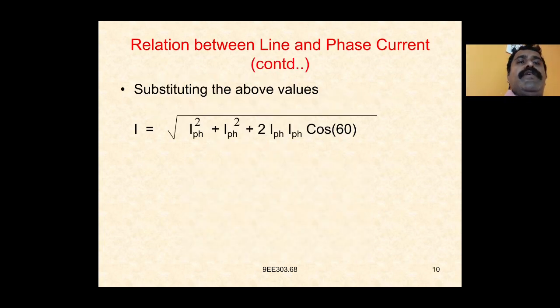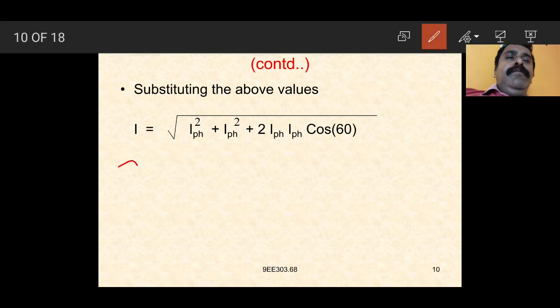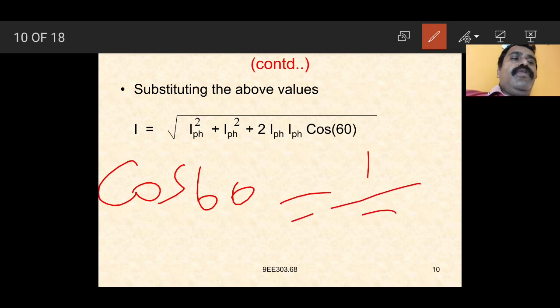Substituting the above values, I is equal to under root of I phase square plus I phase square plus 2 I phase square cos 60 degrees. Cos 60 degrees is equal to 1 by 2. So I is equal to under root of I phase square plus I phase square plus 2 I phase square into 1 by 2.